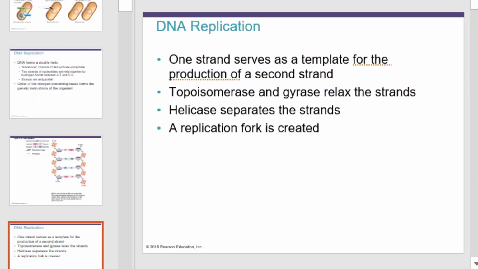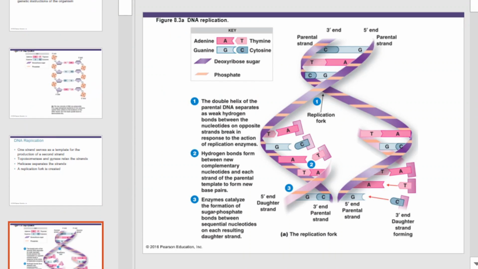In DNA replication, one strand serves as a template for the production of a second strand. Topoisomerase and gyrase relax the strands, helicase separates the strands, and a replication fork is created. This is an illustration of DNA replication.